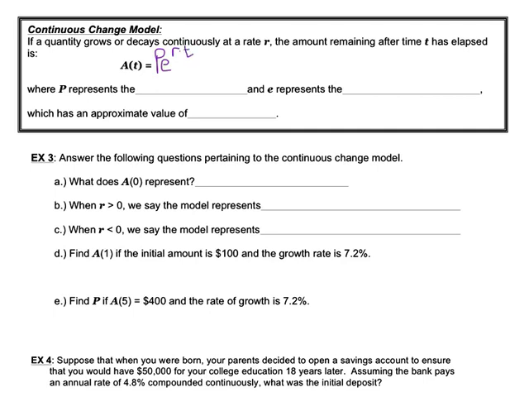So I call this the PERT equation because P-E-R-T. So P times E raised to the RT. So I just call it PERT. You might hear me refer to that as PERT in the future.